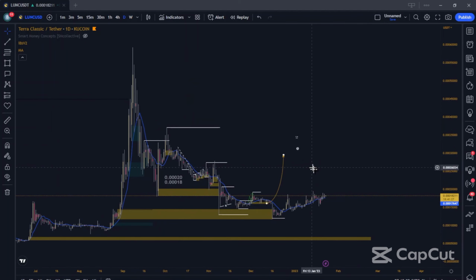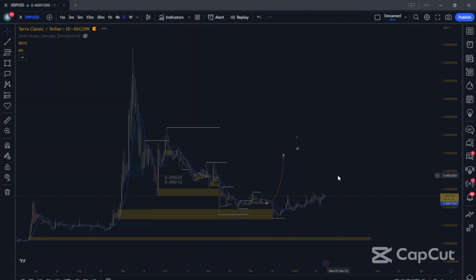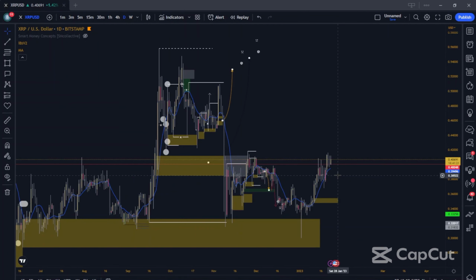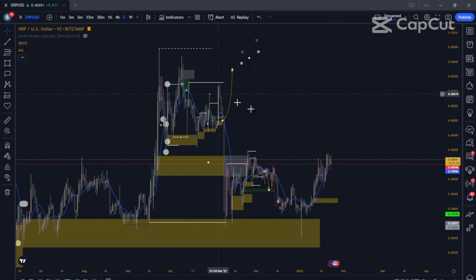Luna. I think it's a good buy anyway, always. Anything under 0.0002 on Luna, I would look at putting $100 in or something. I'm not a financial advisor, just telling you what I'd like to do. Ripple.